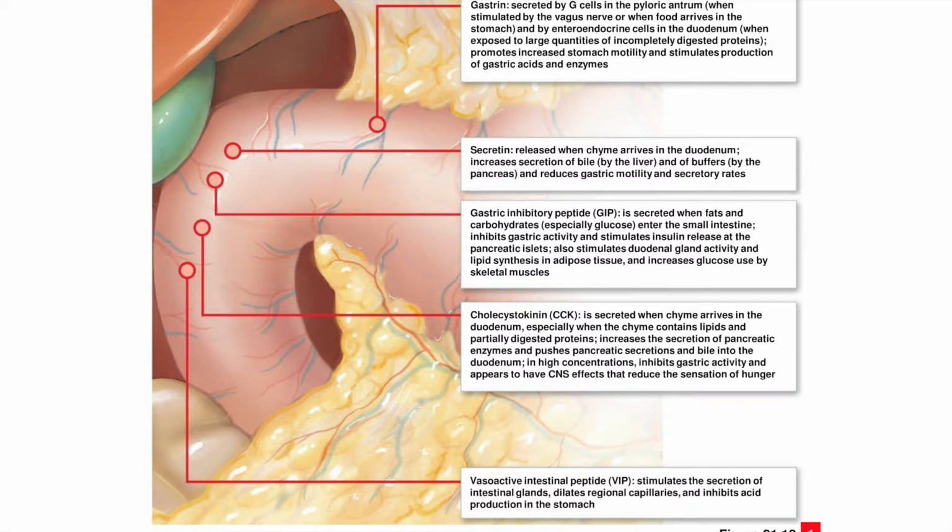So again, when fats and carbohydrates, especially glucose, enter the duodenum, you're going to release the gastric inhibitory peptide, and it's going to cause your body to use those fats and glucose.